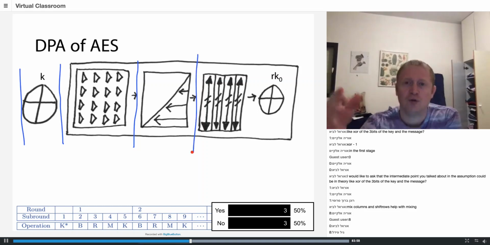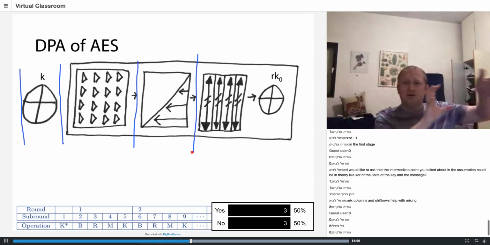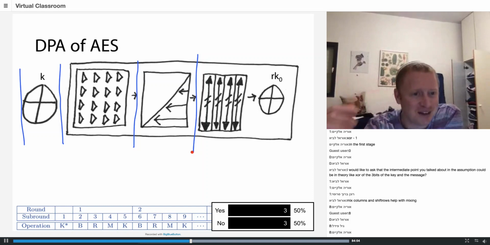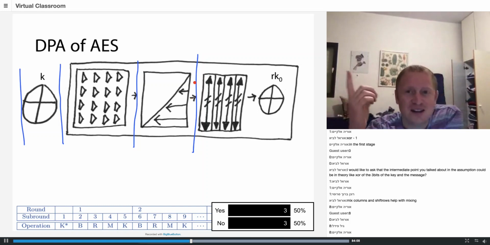Shift rows, we move the state bytes around. Now you're already answering without me asking. Indeed, after shift rows, still each bit of the state is affected by 8 bits of the key, because we just move the key around. We just move it around.